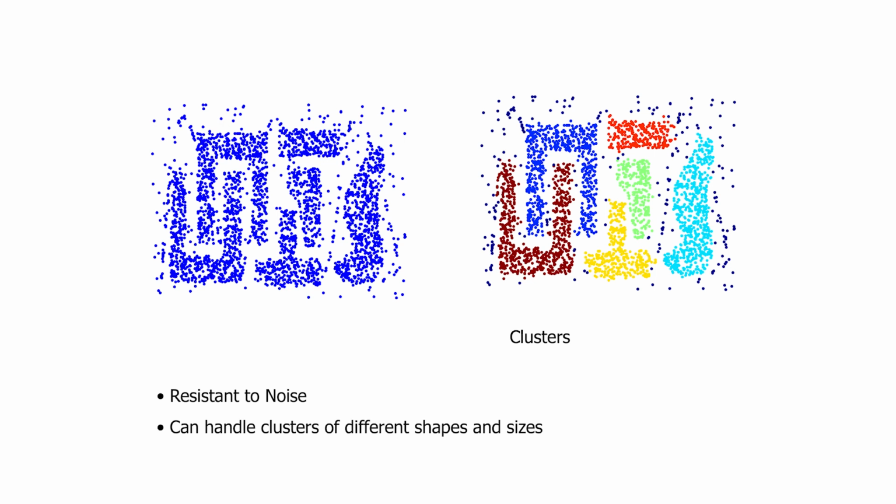DBScan has a lot of advantages compared to the KMeans. Of course, you have to define the two parameters, the radius and the density, the minimum density of the clusters. But apart from that, you don't need to set the K, the number of groups that you're trying to find. And this gives the algorithm a lot of freedom to handle clusters of different shapes and different sizes. It is also very robust to noise, so you can identify the noise points very easily. And it's also a fast algorithm.